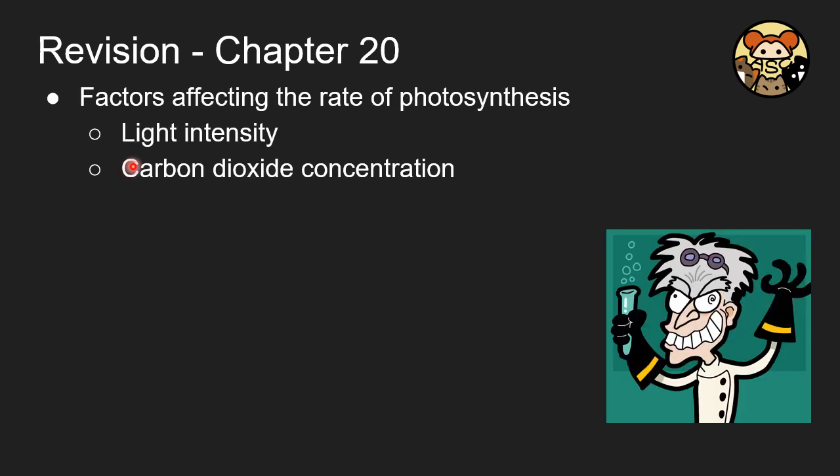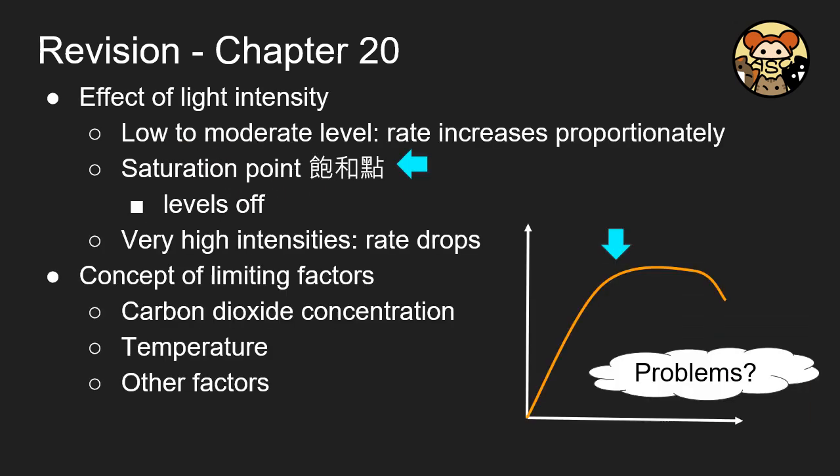So finally, we would like to talk about the factors affecting the rate of photosynthesis. There are generally two factors, that is the light intensity and also carbon dioxide concentration. As for the effect of light intensity, for low and medium levels of light, there is an increasing trend. However, up to a point, there is a saturation point, and then the effect levels off. And then at a very high light intensity, the photosynthetic rate will be reduced.